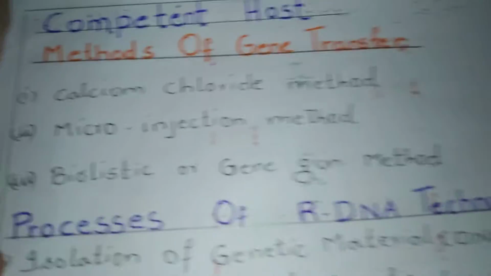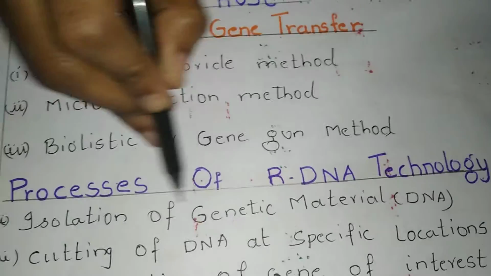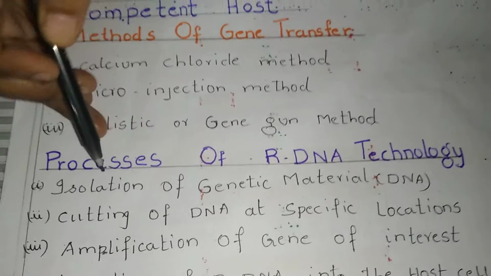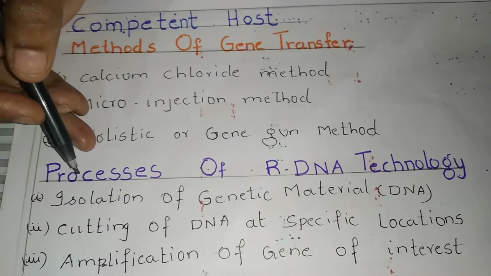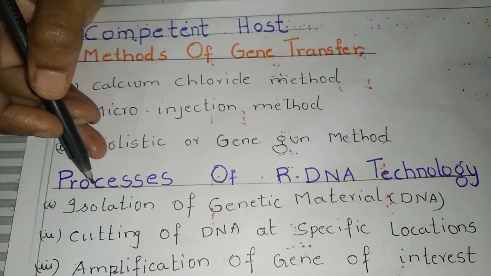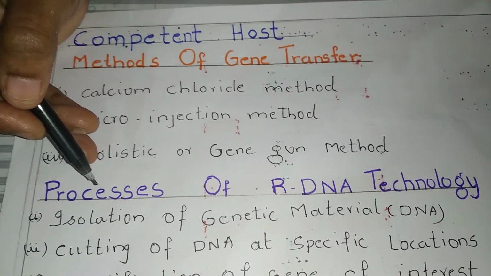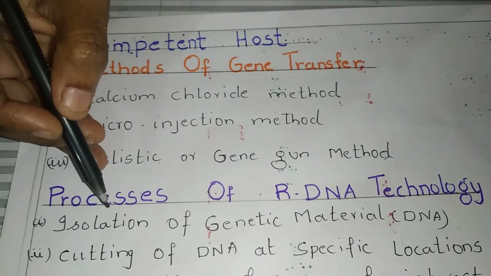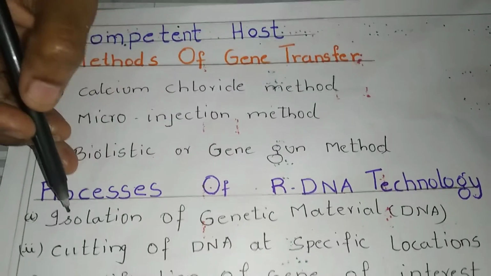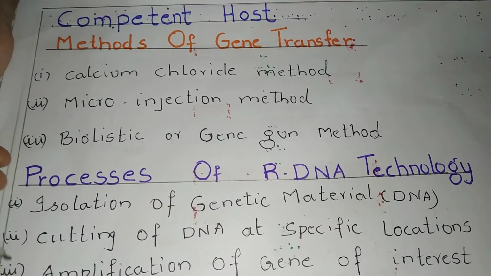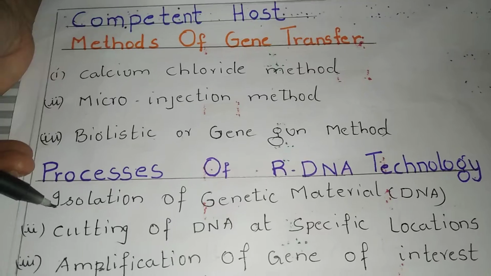So in the last video, we started the process of rDNA technology. We have seen the first step, that is isolation of genetic material DNA from other components like proteins, lipids, and all by a method which is called spooling. And then this DNA is purified by using an organic solvent, which is called elution. So up to there we completed in the last video. Now we are going to see the remaining part of the process of rDNA technology.